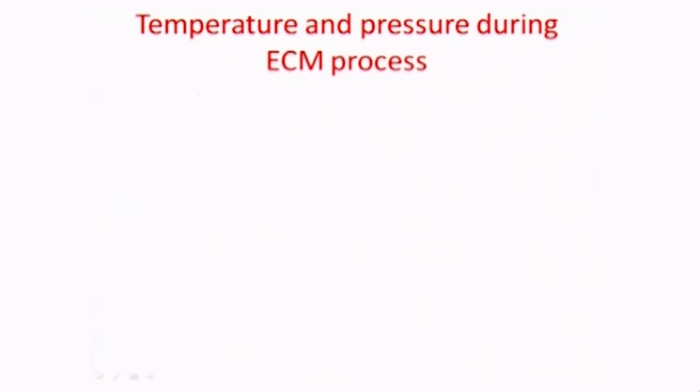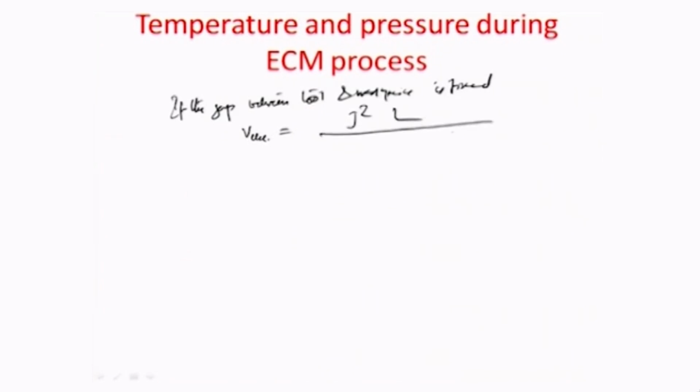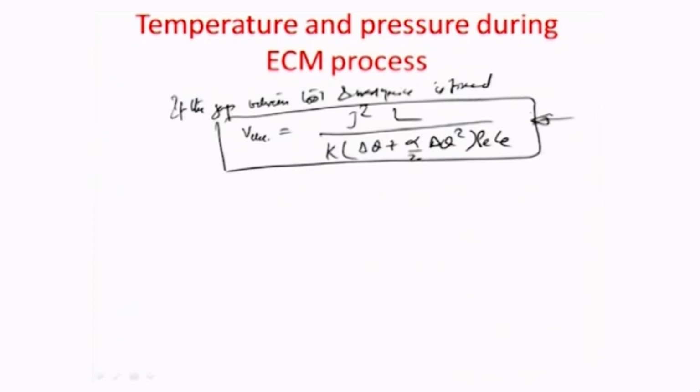So, let us finally summarize that if the gap between tool and workpiece is fixed, the electrolyte velocity can be calculated by the square of J, the current density, times L, the total length of the electrode, divided by conductivity K delta theta plus alpha by 2 delta theta square rho E C E. So, this is the total velocity of the electrolyte in question.